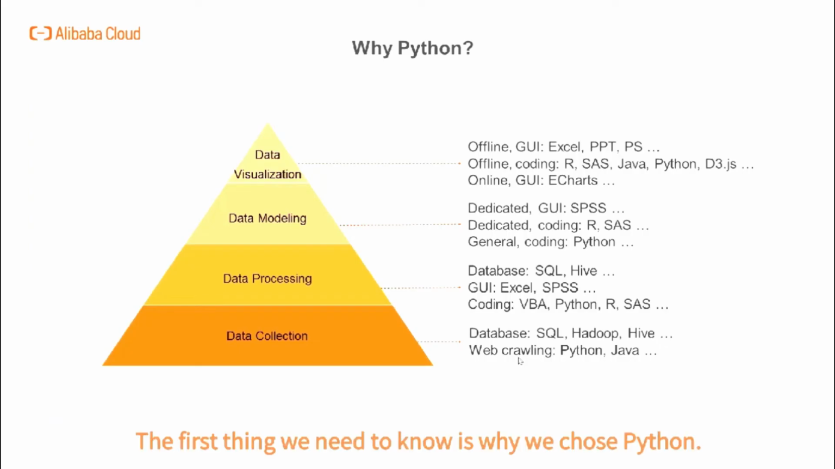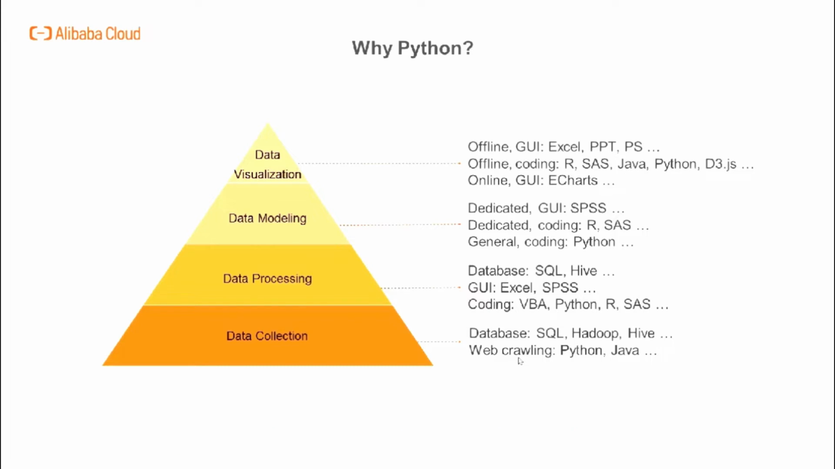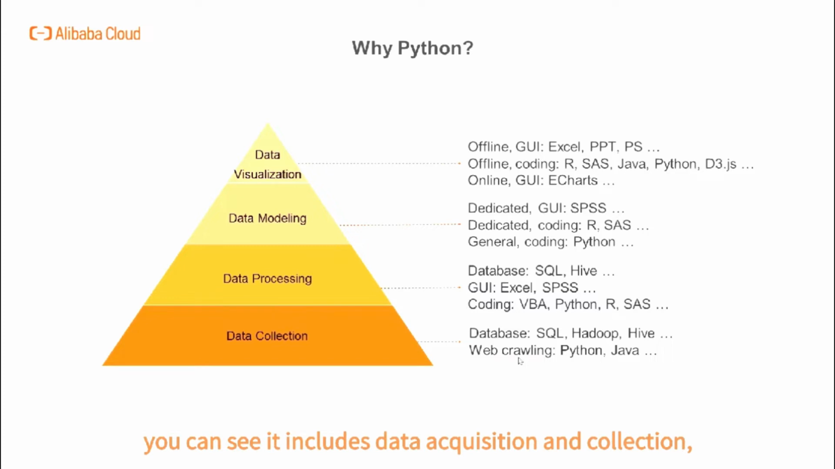The first thing we need to know is why we choose Python. On the left side of this page is a pyramid model. From the bottom up, you can see it includes data acquisition and collection, data processing, data modeling, and data visualization. At every single level, we will see the position of Python and we will briefly introduce its advantages. Let's first introduce the data collection and acquisition.